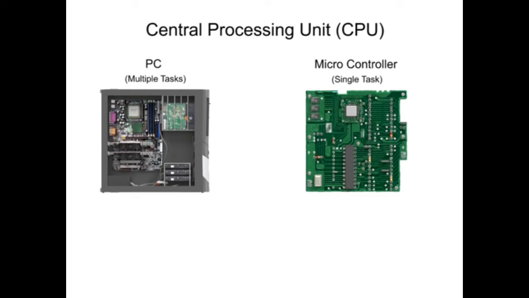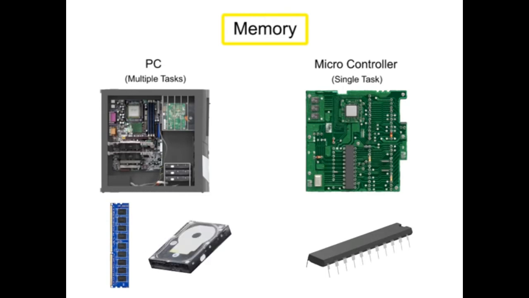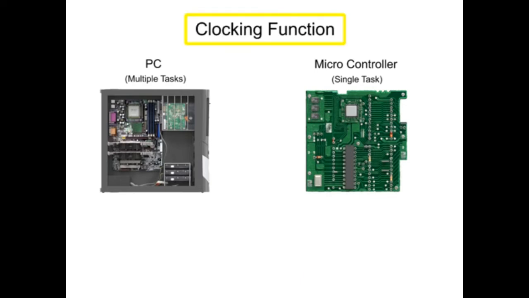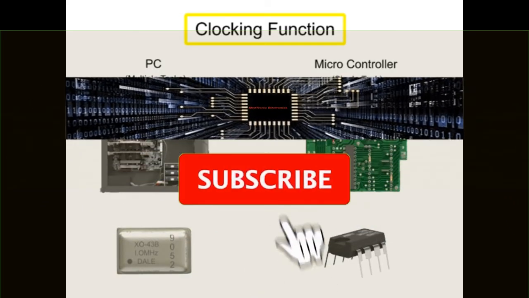The microcontroller also has memory similar to the RAM and hard drive of a PC. The memory of a microcontroller, like that of a PC, stores commands that can be used when needed to perform a specific function or task. A clocking function is also present in a microcontroller to control the speed at which computer processing is carried out. An oscillator is employed to perform this clocking function. The clocking function impacts how the microcontroller performs under various operational modes.